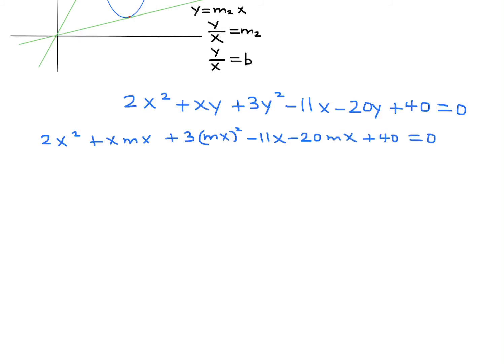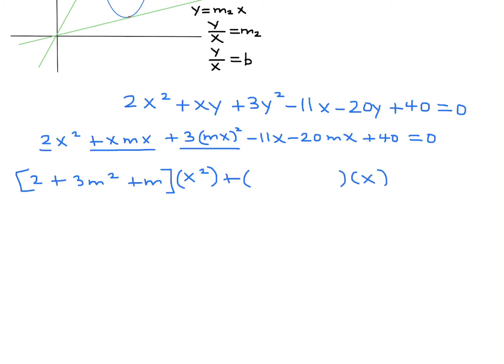And then we simplify and collect like terms. So this becomes x squared, and let's see what is x squared. Looks like I've got a 2 here. Put this in brackets. I've got a 3m squared from here. And anything else? Yeah, right here, I've got an m. So that takes care of my x squareds. And then I'll have some coefficient in front of x. And let's see, what is that? That's minus 11 minus 20m. And then I've got this lone 40 at the very end there.